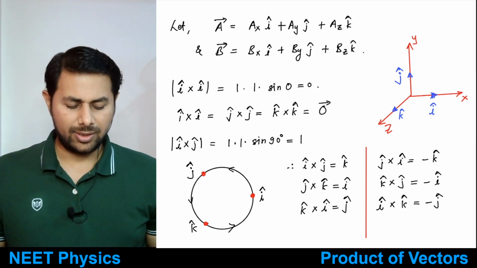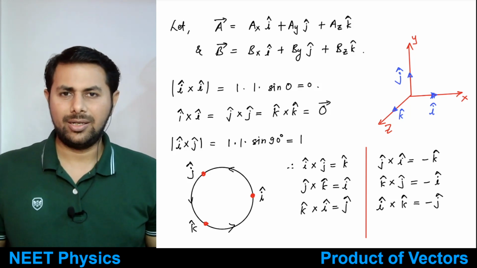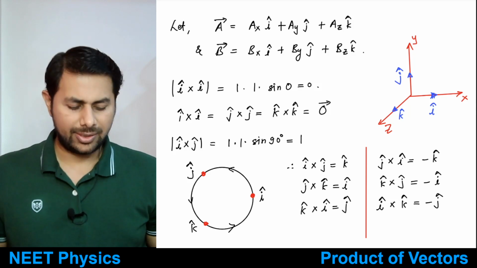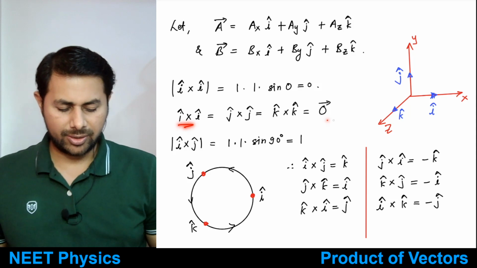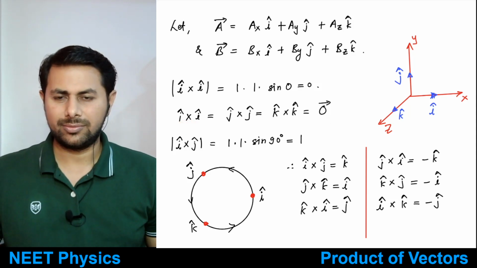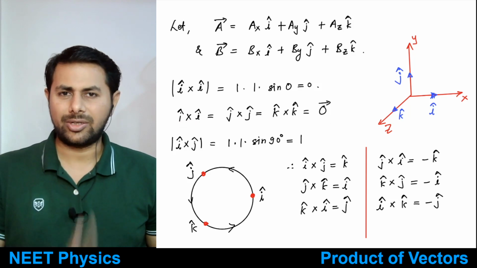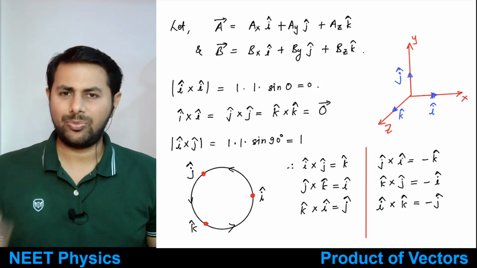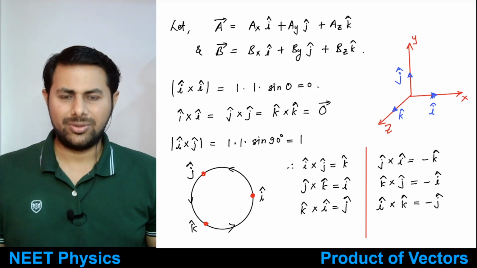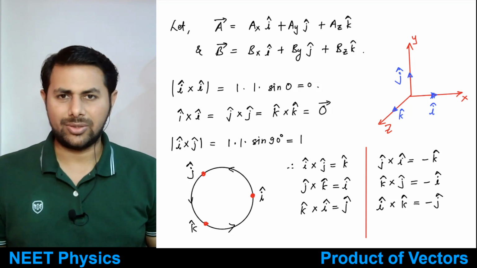Okay, the product of a vector with itself is 0, and it also means that if two vectors are parallel, then the angle between them would be 0, so their cross product will be equal to 0. If two vectors are perpendicular, their dot product, the scalar product, is 0. If two vectors are parallel, then their vector product is equal to 0. This is clear.